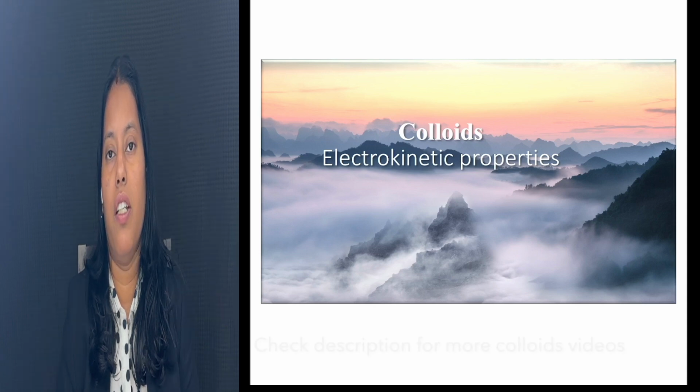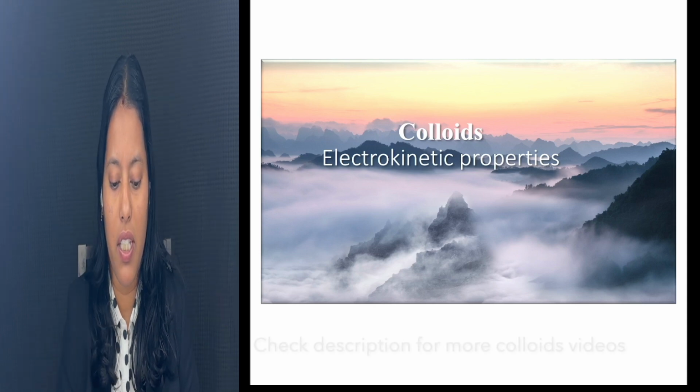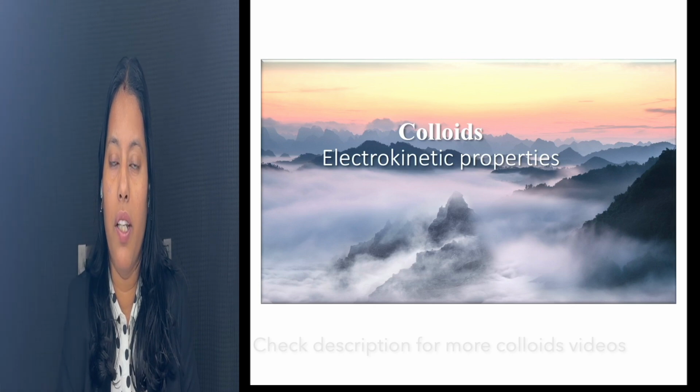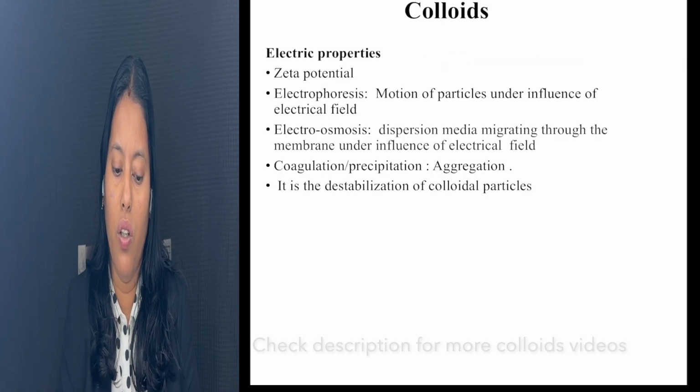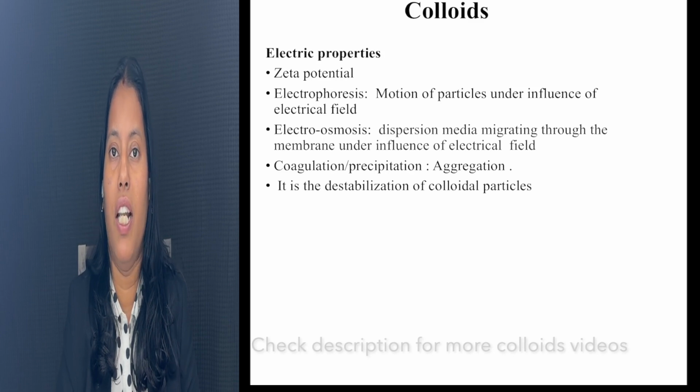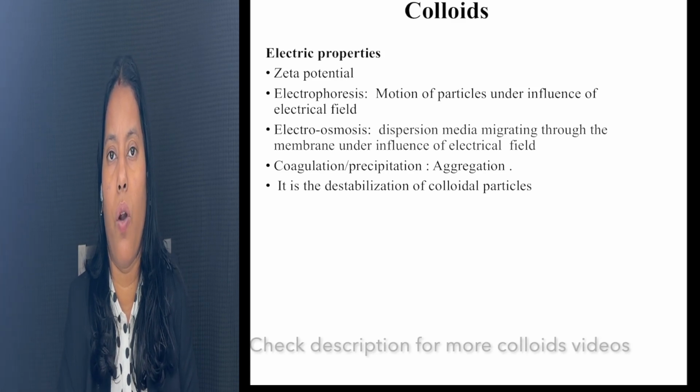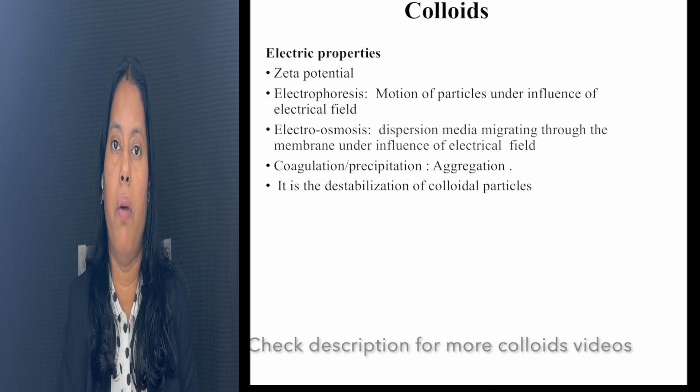So we are going to see different properties of the colloids, basically the electrokinetic properties. This includes the zeta potential, then electrophoresis, electro-osmosis and the coagulation or precipitation. We have seen how the potential is developed around the particle in my other video, then how the potential is responsible for the stability of the particle.